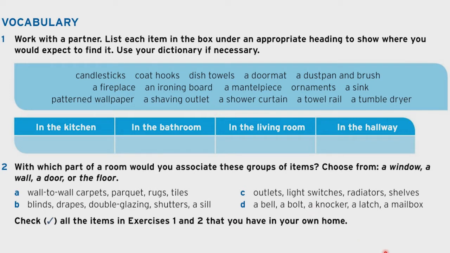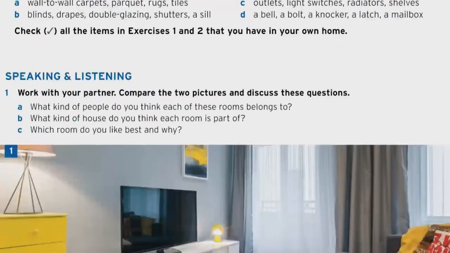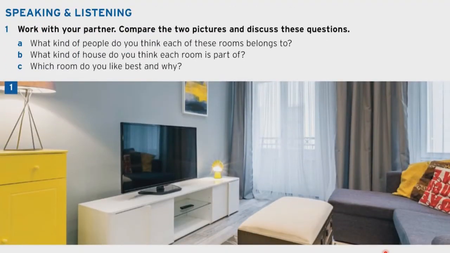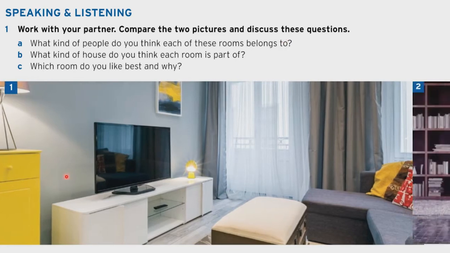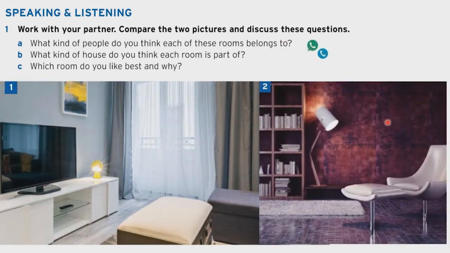Alright, now that you have finished, let's continue with the speaking and listening exercise. In exercise 1, we work with a partner, compare the two pictures and discuss these questions. Here we have two pictures of two different rooms. You're going to call your classmates and discuss these questions related to the pictures. Do it, and when you finish, we'll continue.